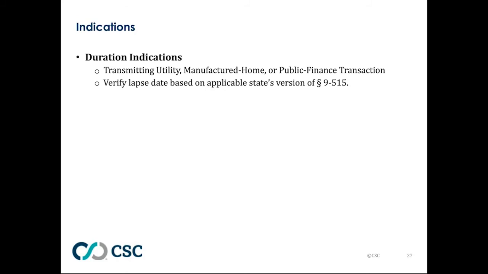So in most states, if it's a public finance or manufactured home transaction, it'll be a 30-year lapse date rather than a 5-year lapse date. But bear in mind, there are a lot of non-uniform adoptions of 9-515 in regard to public finance and manufactured home transactions. And so if these boxes are checked, you might have to check the statute in the particular state to see if the lapse date has been set correctly.